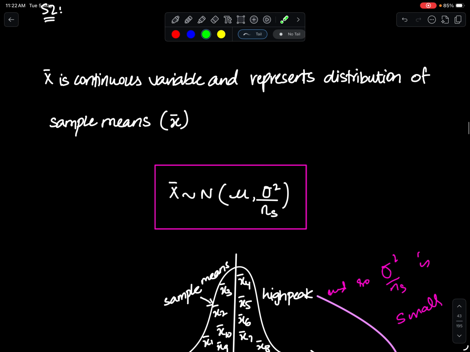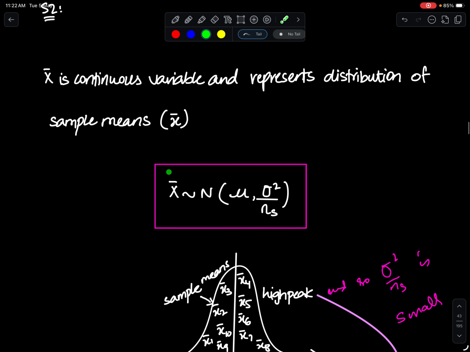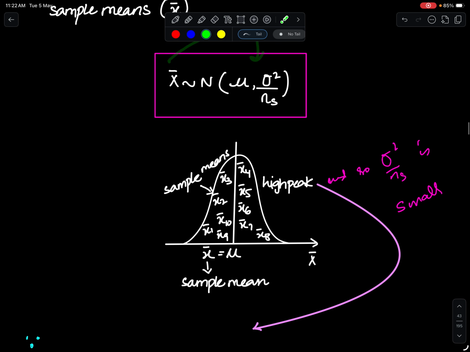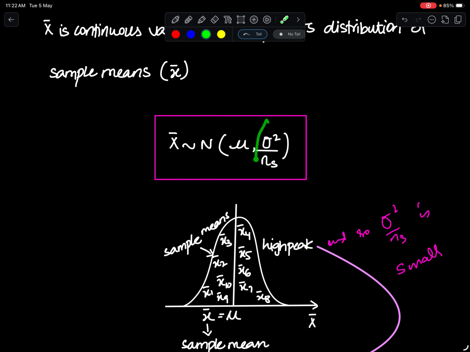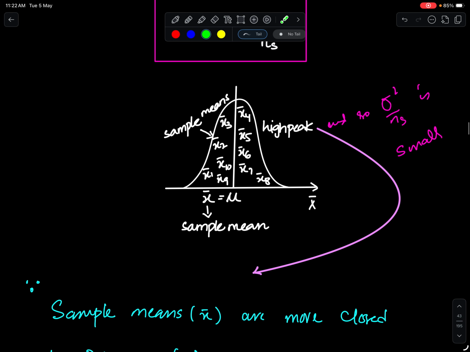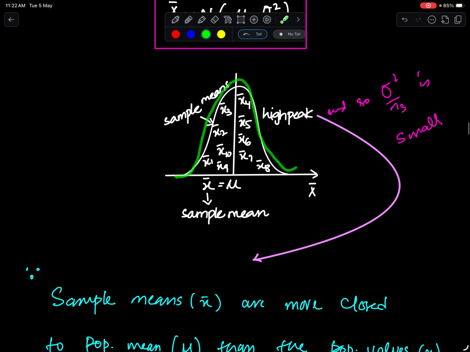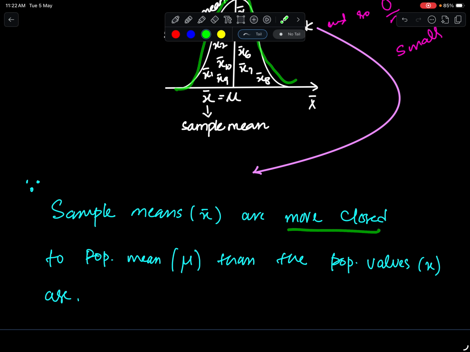Distribution of sample means. These are sample means, x1, x2, up to x10, all are sample means. Obviously, sample means are closer to the population mean, and that is why we have a small variance here. The variance of the distribution of sample means is sigma square over ns, where ns means sample size, and it has a high peak. Why? Because sample means are closer to the population mean than the original population values are.